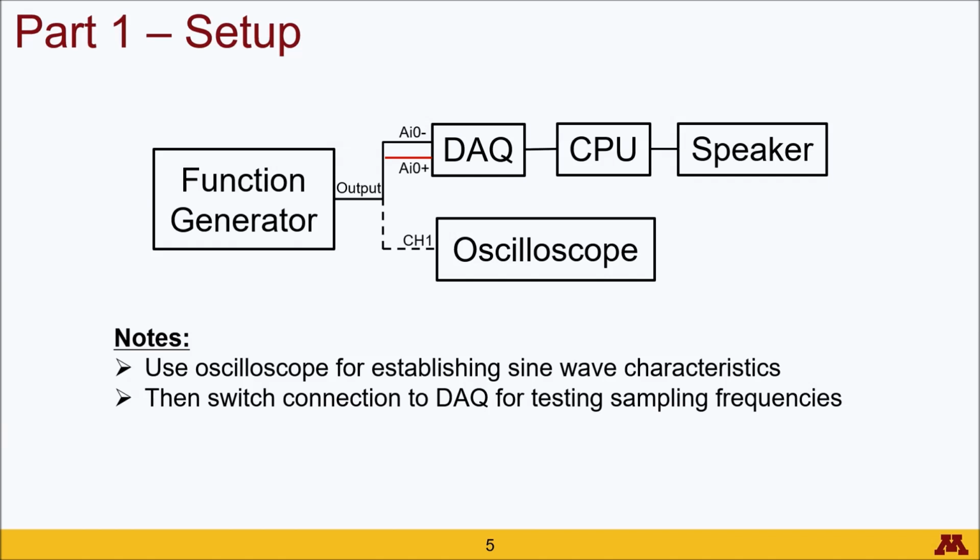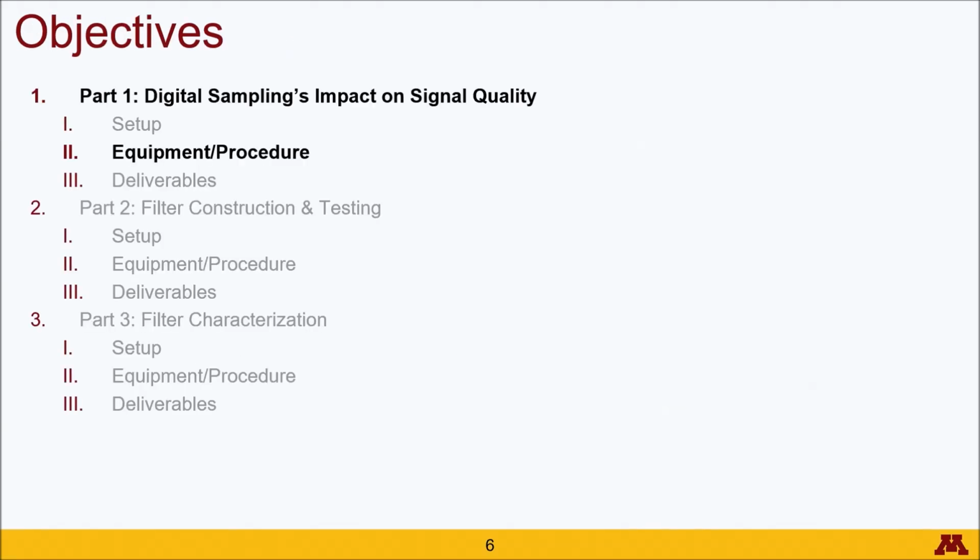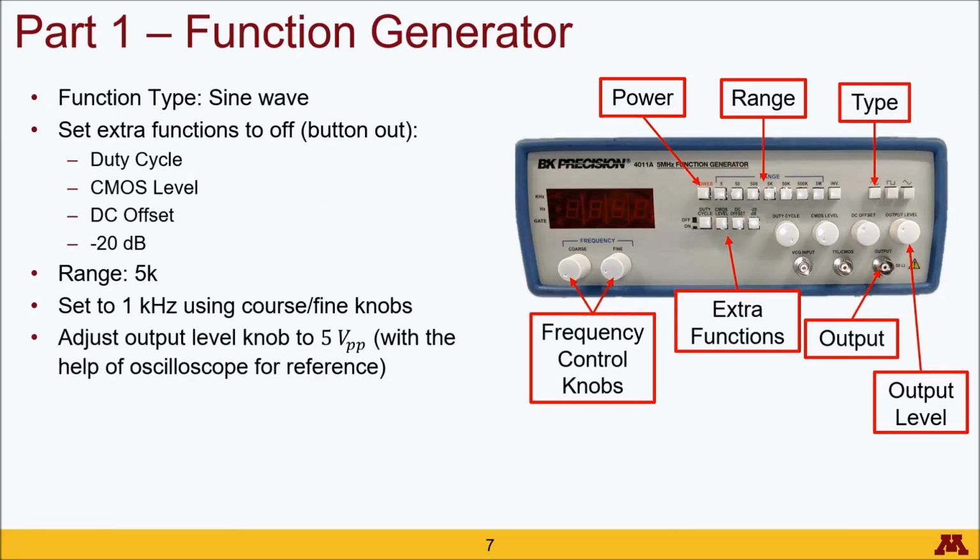And then we will actually remove that connection and then connect the function generator directly to the DAC, which will then send the information into the computer with LabVIEW, and then it will output sound from the speaker. So we'll start out talking about the function generator.